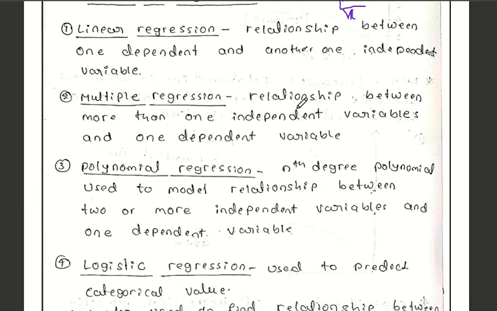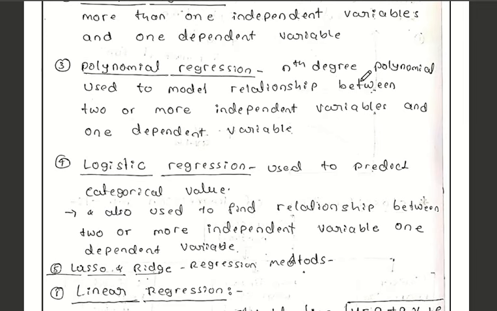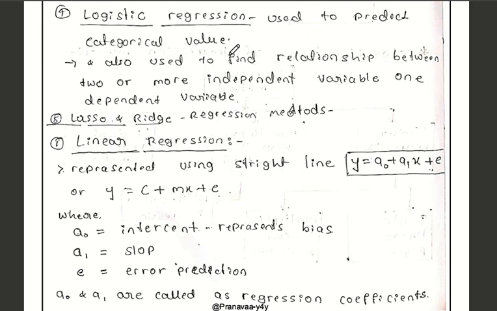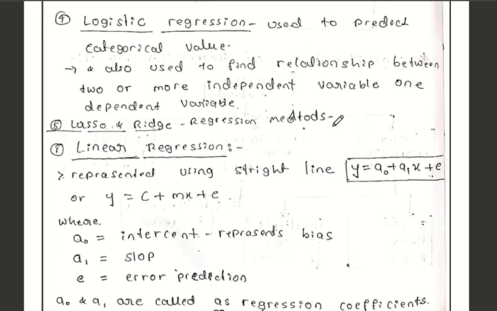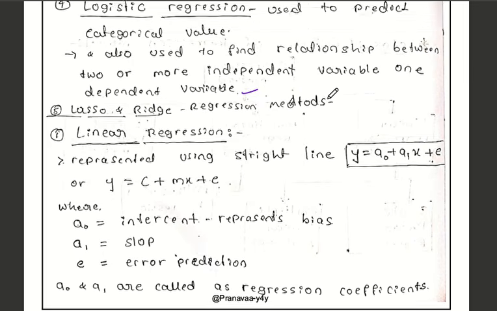Multiple regression is a relationship between more than one independent variable and one dependent variable. Then polynomial regression: an nth degree polynomial used to model a relationship between two or more independent variables and one dependent variable. Fourth one, logistic regression, used to predict categorical values and also to find the relationship between two or more independent variables and one dependent variable. And the fifth one is the lasso and ridge regression method. You just go through that.